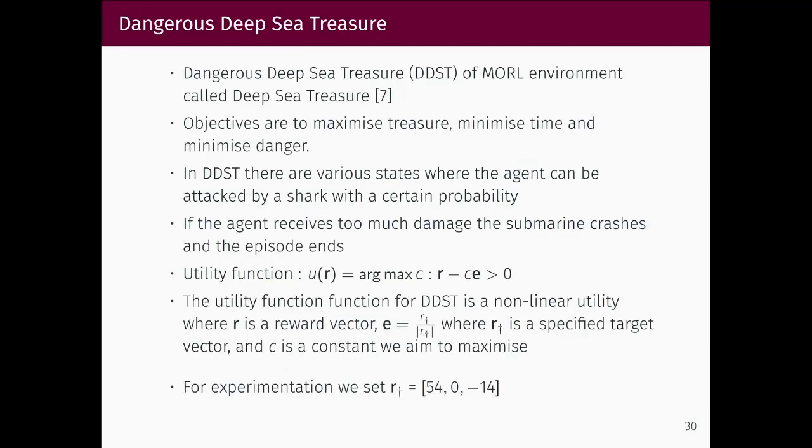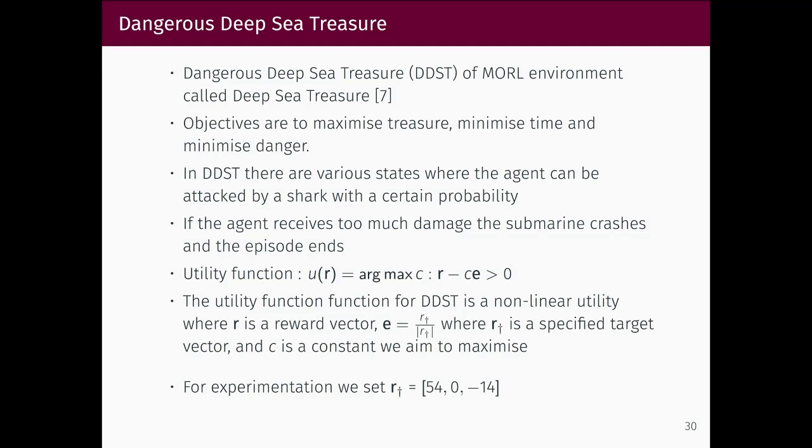Then we use dangerous deep sea treasure. Dangerous deep sea treasure is a variation of a multi-objective RL environment called deep sea treasure. The goal here is we've added danger as an objective, where certain states have a high level of danger, and the agent can end up taking damage, and if the agent receives enough damage, it will actually crash the submarine, and the episode will end. So the goal is obviously to avoid that.